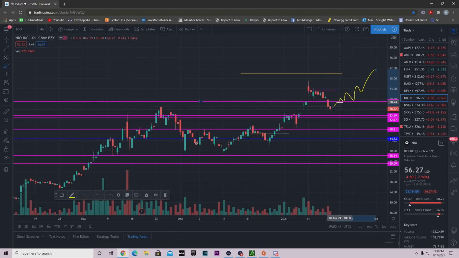We get above $59, we confirm it, then we start this slow uptrend like we did over here and start uptrending back up to all-time highs. So eventually, yes, I think NIO is going to be well past 70 plus. But for right now, we need to focus on what's happening, and what's happening is we're getting rejected by the support at $57. So it's most likely coming to $53.69.